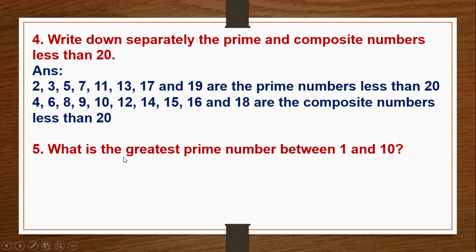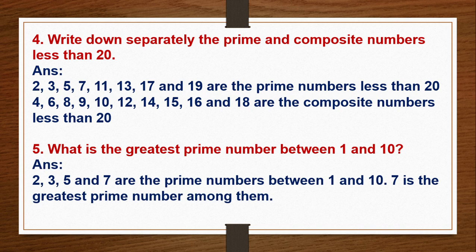What's the greatest prime number between 1 and 10? Quite an easy question. Okay, so when we take the prime numbers below 10, it will be 2, 3, 5, and 7. Here, the greatest prime number between 1 and 10 is obviously 7.